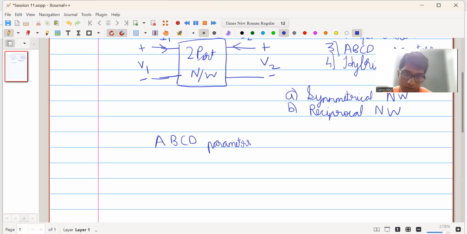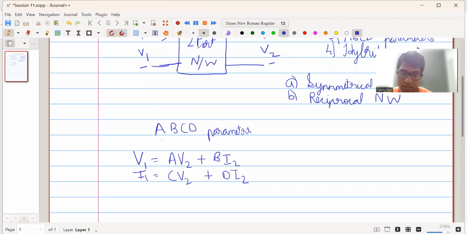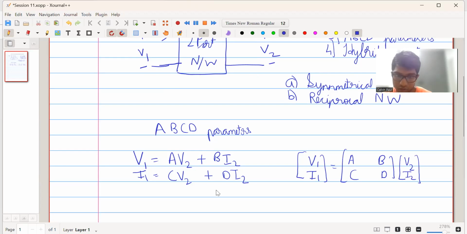We know the ABCD parameters are written as V1 is equal to A into V2 plus B into I2, and I1 is equal to C into V2 plus D into I2. These two equations we can represent in matrix format as follows: V1, I1 is equal to the matrix A B C D times V2, I2. So the input parameters are related to output parameters.